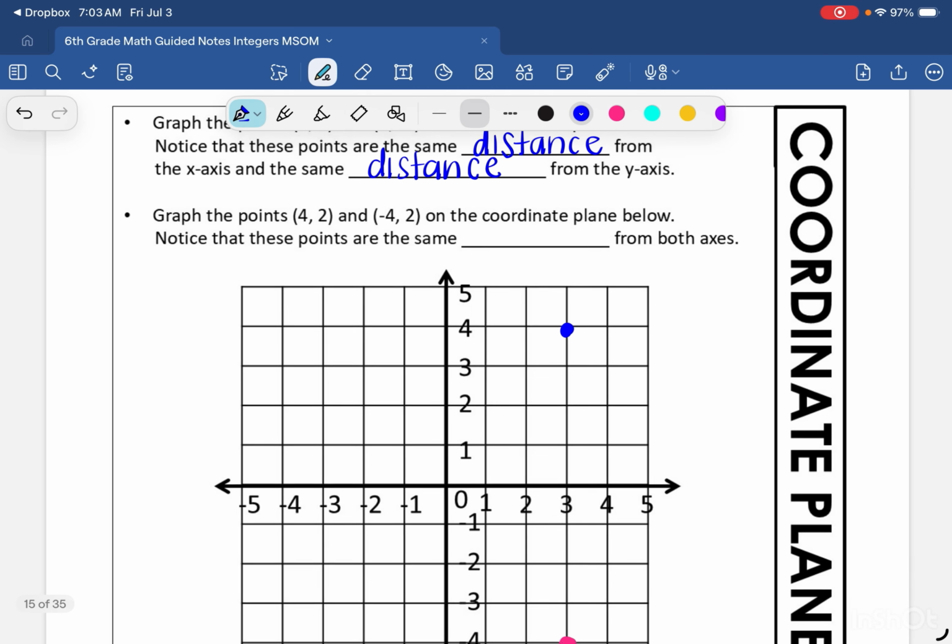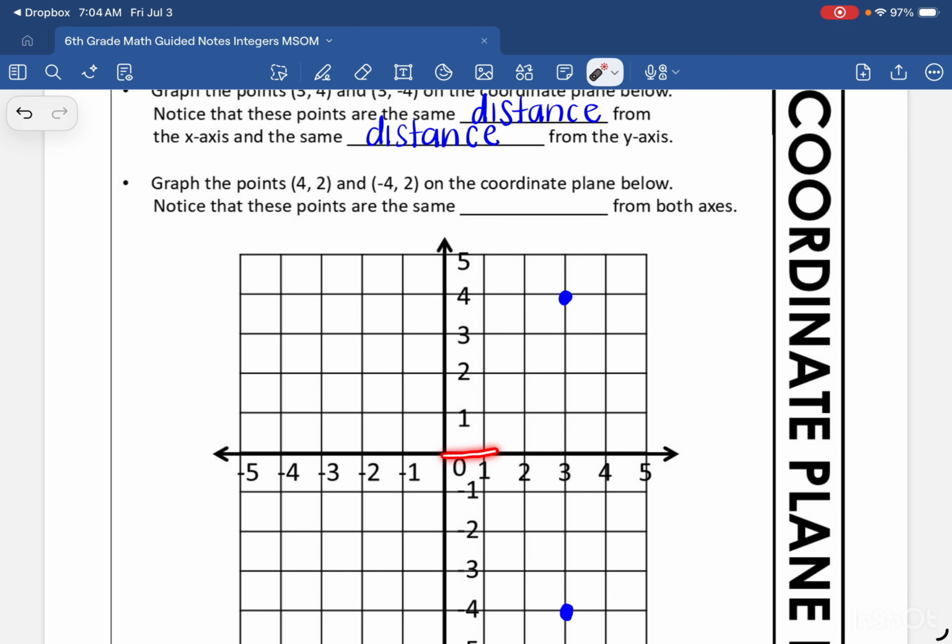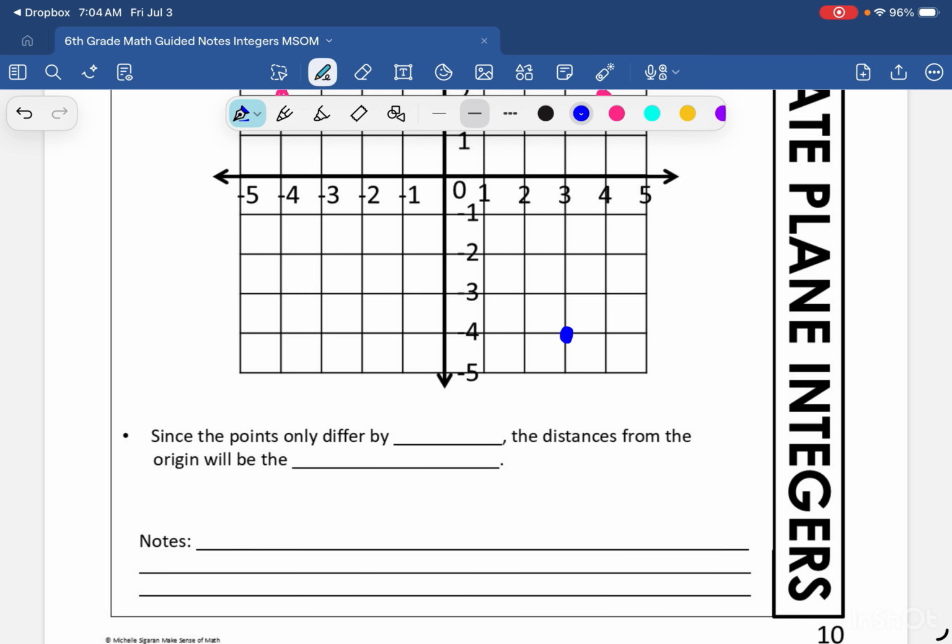Graph the points 4, 2 and negative 4, 2 on the coordinate plane below. So 4, 2 would be over 4 up 2 right there. And negative 4, 2 to the left 4 and then up 2 would be right there. Again, notice that these points are the same distance from both axes. So right there, the same distance, and then right here, the same distance. Since the points only differ by sign, meaning they're the same numbers, just one is positive and one is negative, the distances from the origin will be the same.